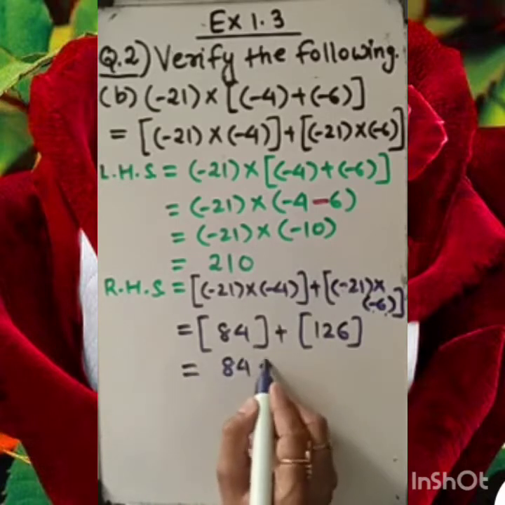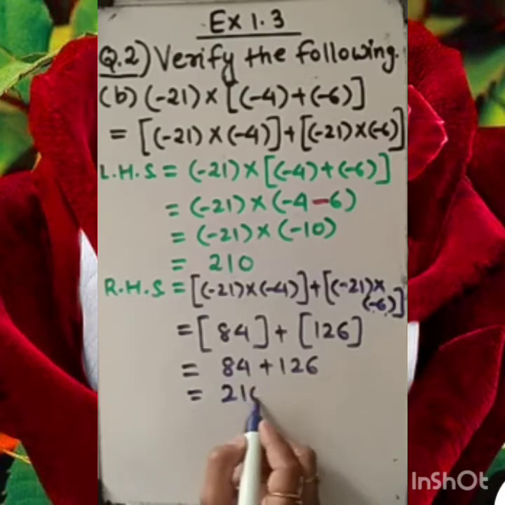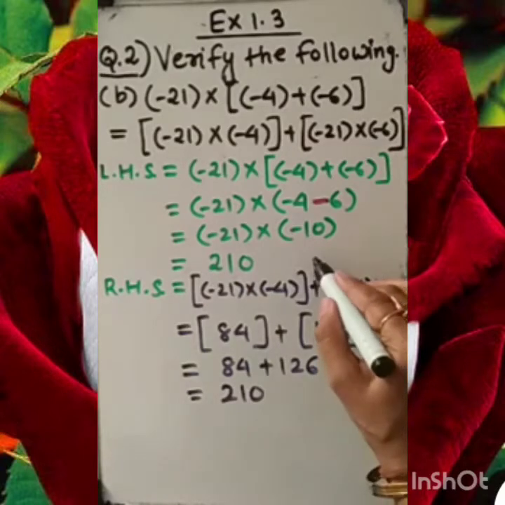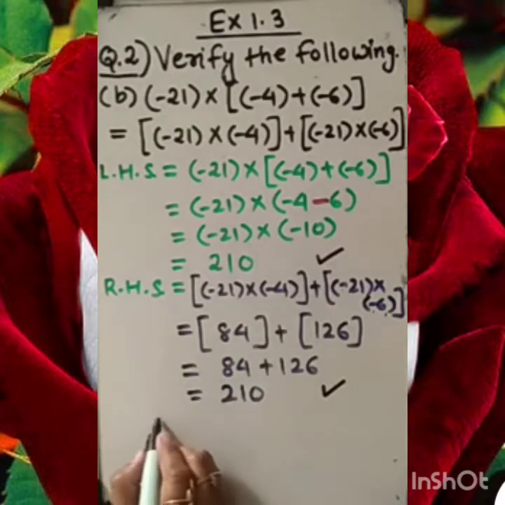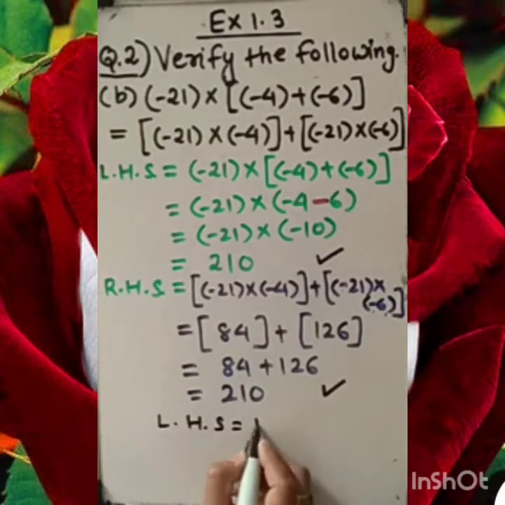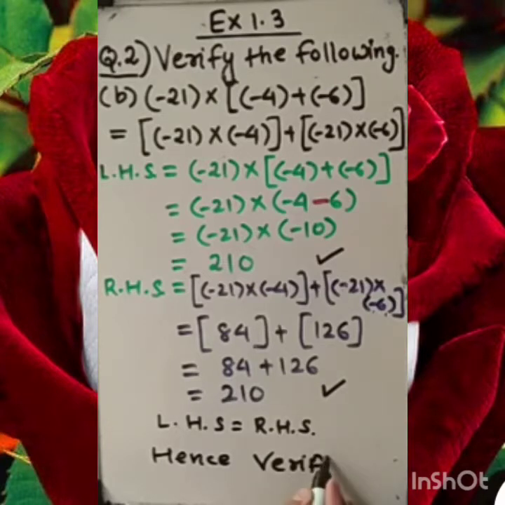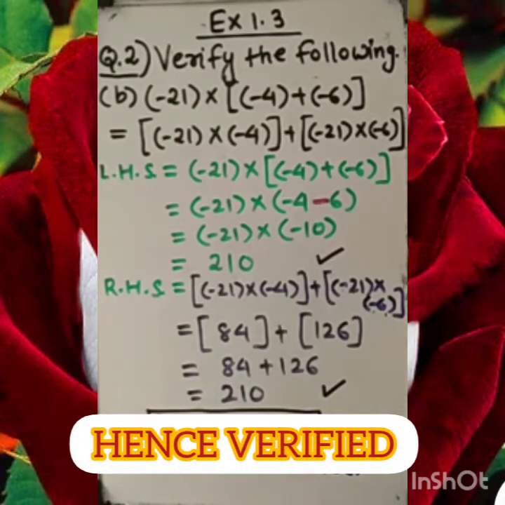If we simplify, then of course after opening the bracket, if we are adding, we are gaining 210. We can see here both sides are coming similar. Both sides means left hand side is also 210, and this is also 210. So we need to write here LHS equal to RHS, and it is hence verified. Hence verified. Clear to you, beta? LHS equal to RHS and hence verified. This is the solution of the B part.